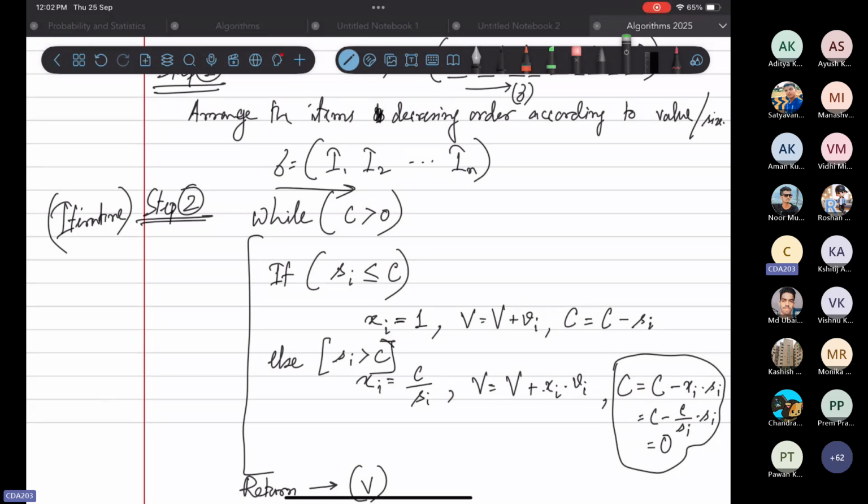For now, this is the problem, and you should understand what's going on in this. And I also tried to point out the main differences between the 0-1 and the fractional knapsack that you also have to understand. Any questions?